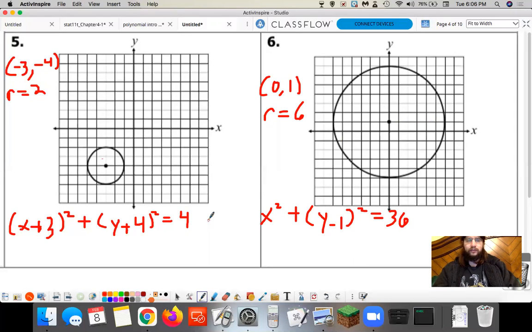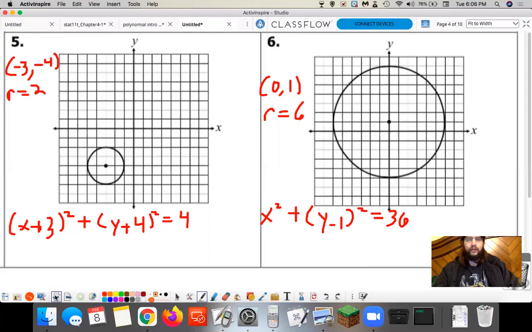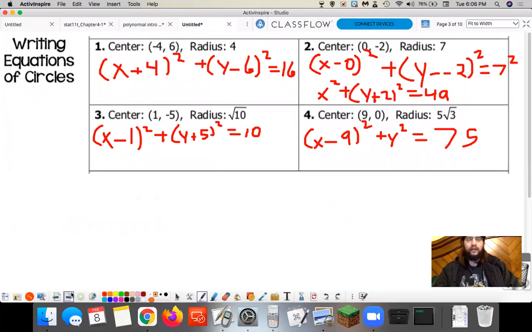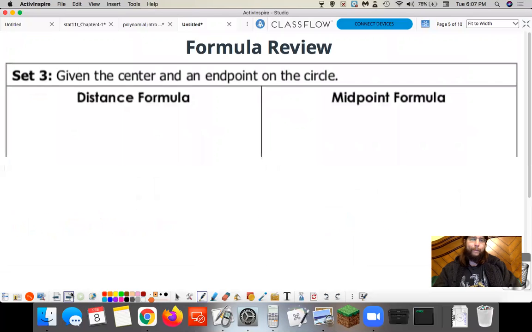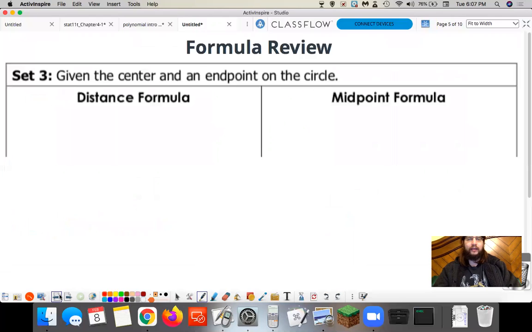Not too bad still. But what if instead of being given the center and the radius, what if they give us some points on the circle? Well, we're going to figure out how to deal with those in a minute. So we have to first remind ourselves of a couple of formulas from the past. The distance formula. If you remember it, we will need it.